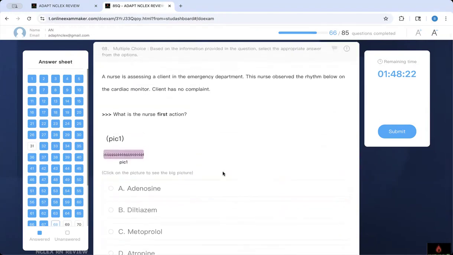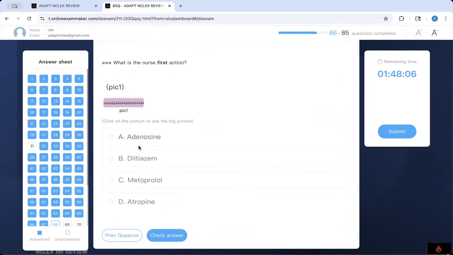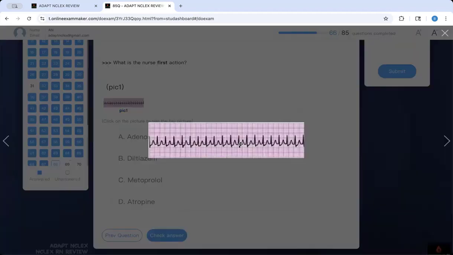Same thing, we've seen this rhythm before. A nurse is assessing a client in the emergency room. The nurse observed the rhythm below on the cardiac monitor. The client has no symptoms. I see this rhythm, but I'm not having a problem with it. There's a reason why I said no symptoms. It means something. What would you do? Adenosine, diazepam, metoprolol, or atropine? What is this? SVT.